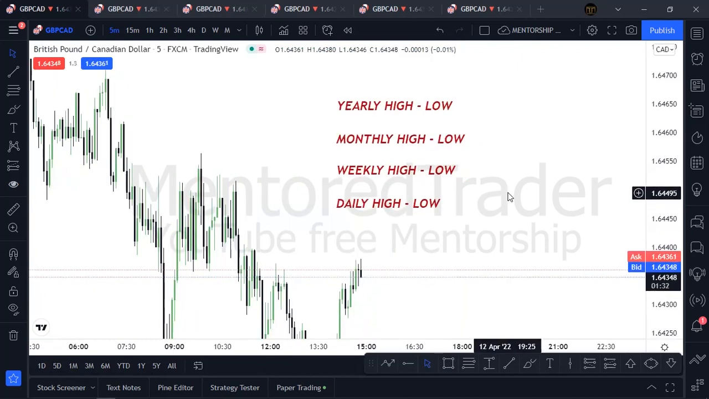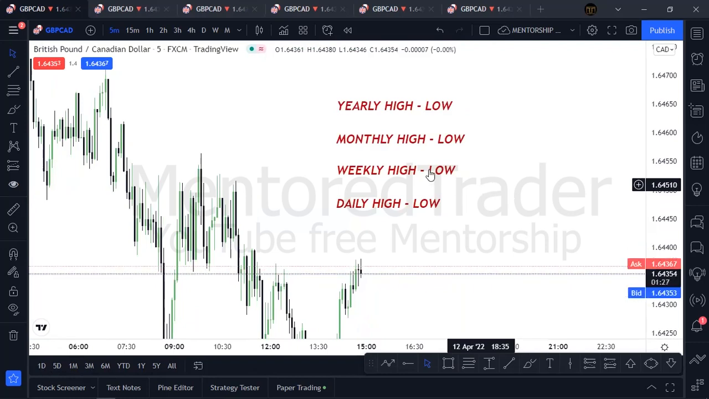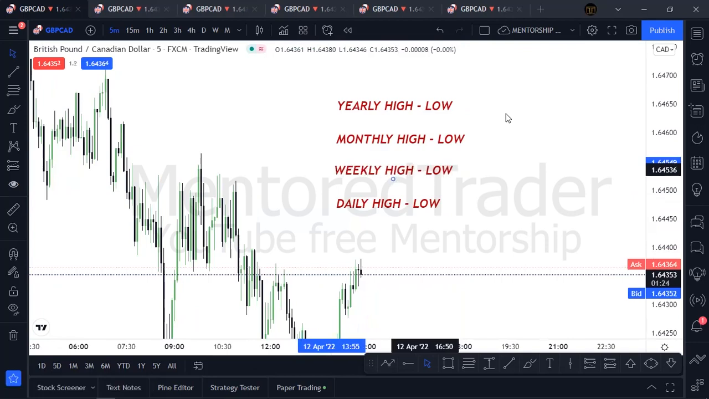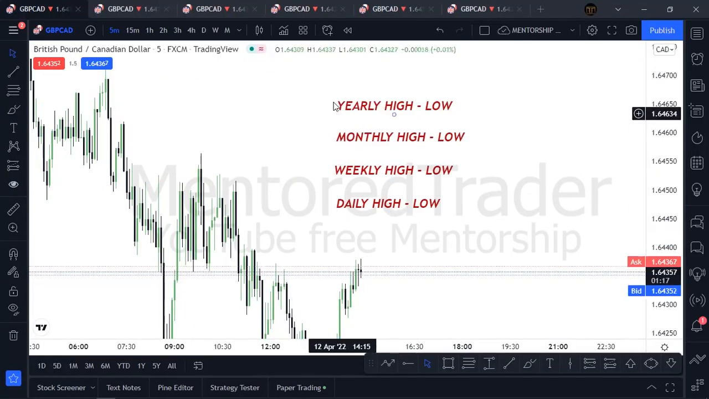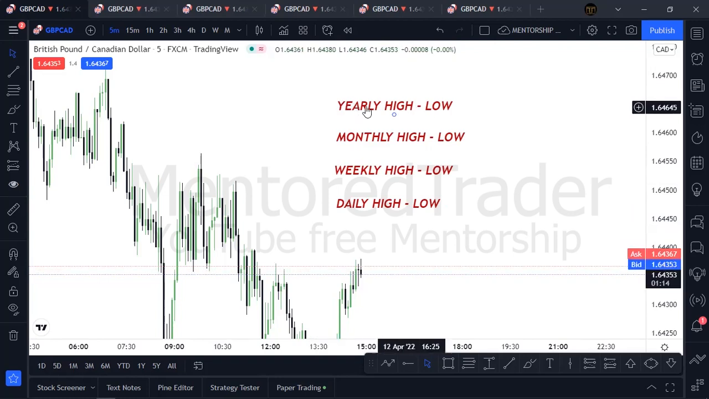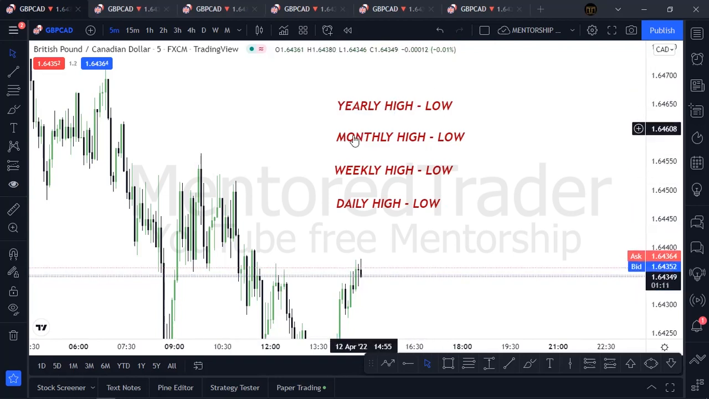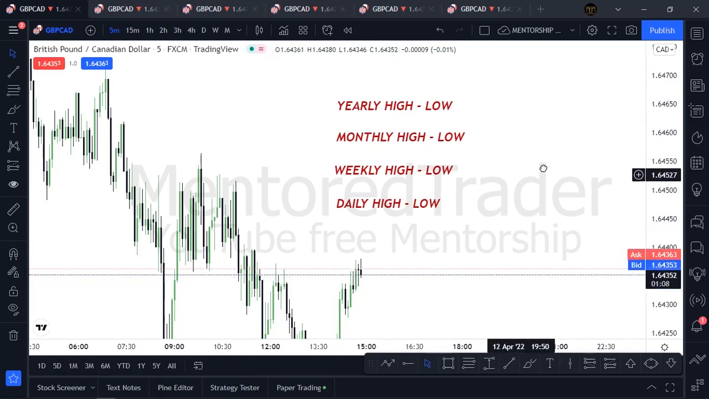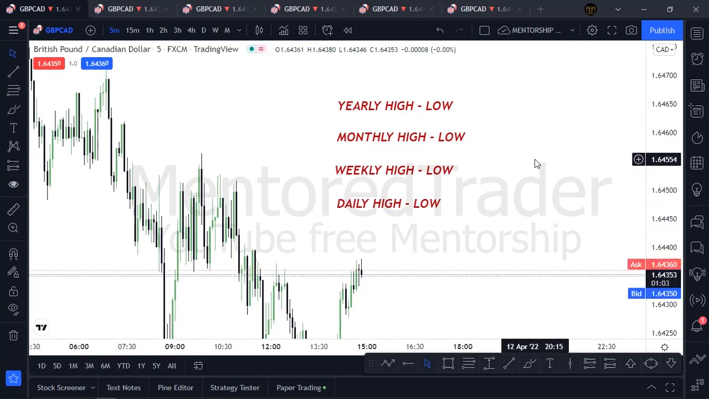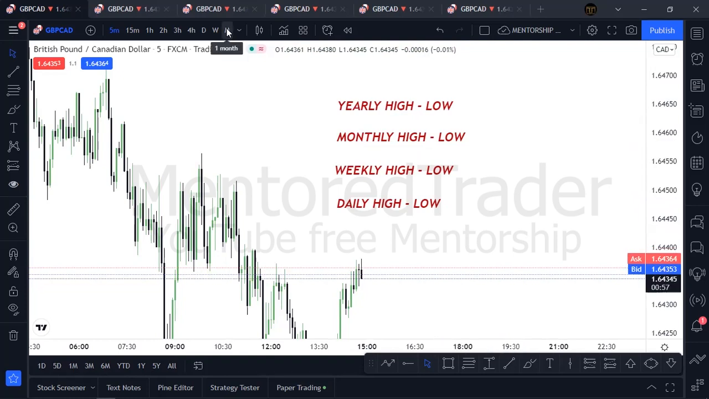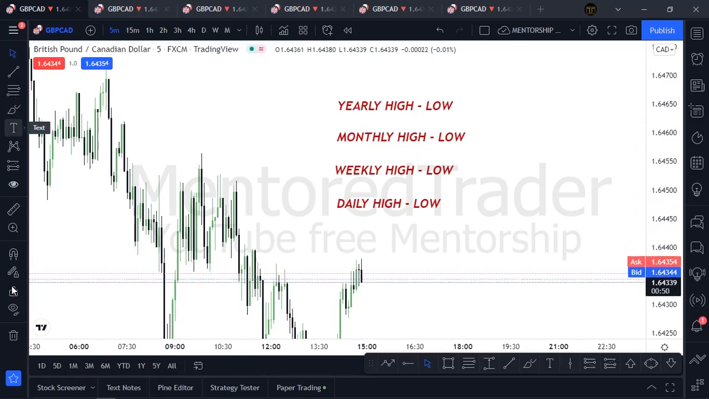When you just open your trading platform, or switch to a pair, or if you want to trade a stock or anything else, you look at these things: the yearly high and low, the monthly high and low, the weekly high and low, the daily high and low. Do you think someone who knows what they are doing puts these things here as decoration? Everything here has a purpose.